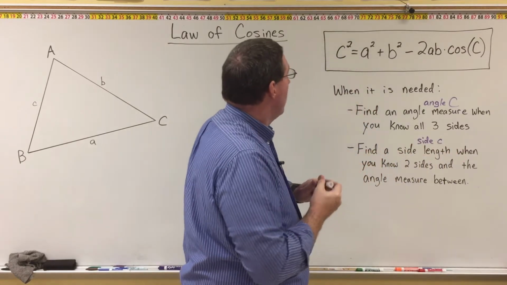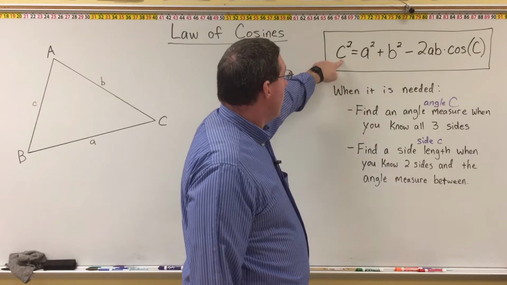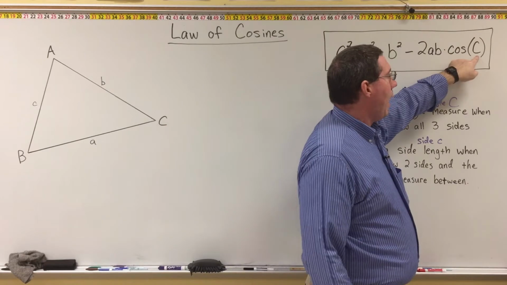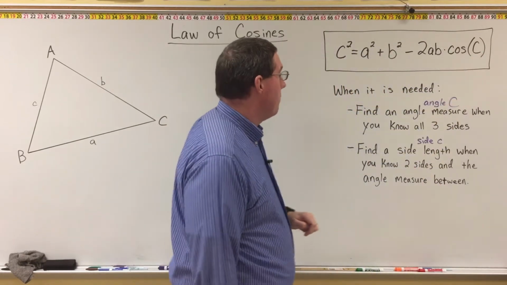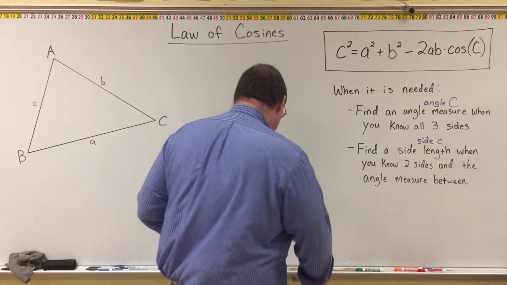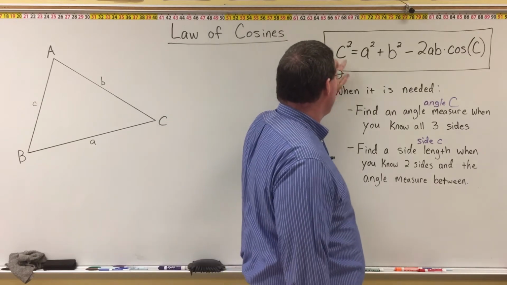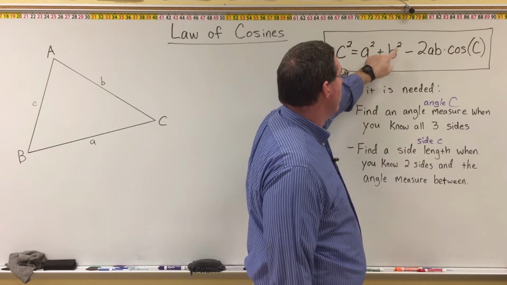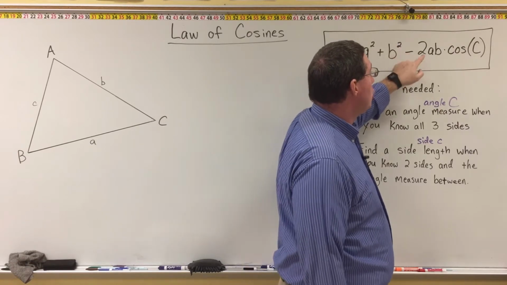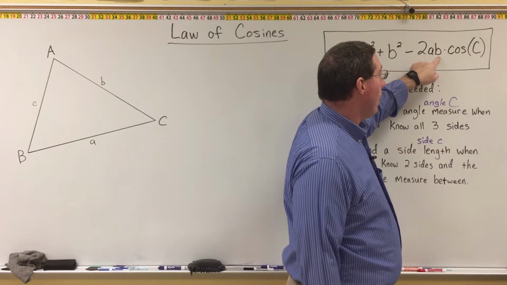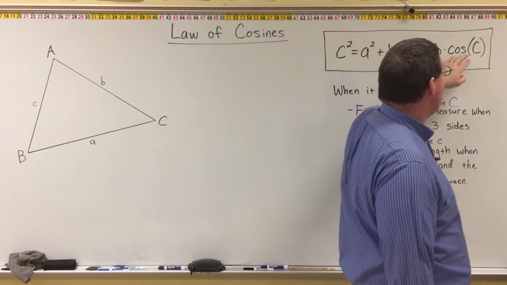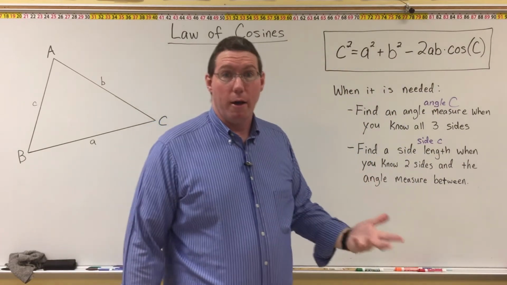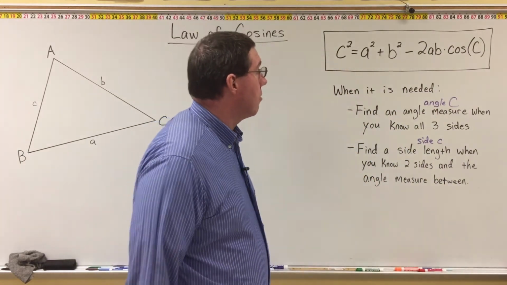Typically this is the unknown side that you're trying to solve for, or this is the unknown angle that you're trying to solve for. So if you look at this formula, we've got C squared, the length of side C squared, is equal to the length of side A squared plus the length of B squared minus 2 times side A times side B times the cosine of angle C. Hopefully by now I can see why Mr. Ryan doesn't like this one as much as he likes the law of sines.